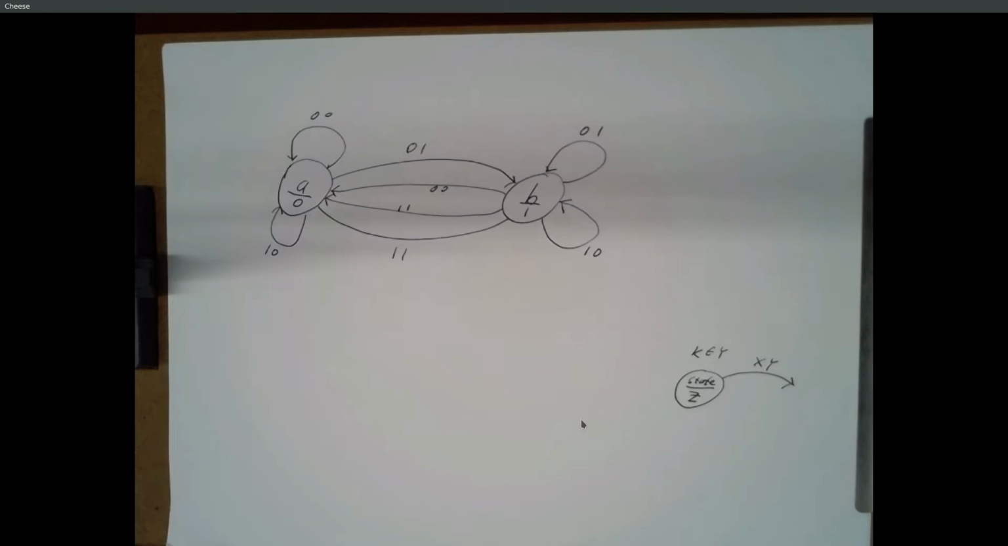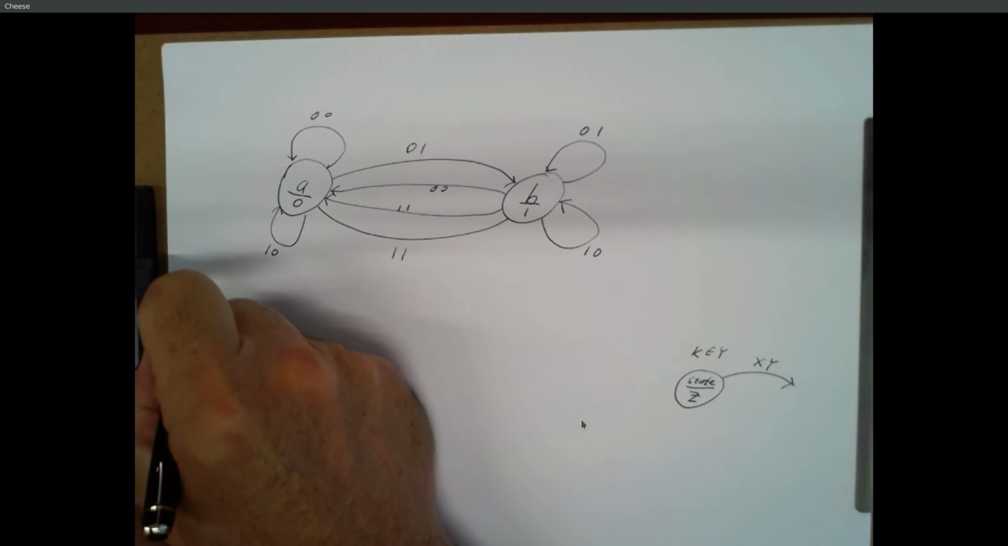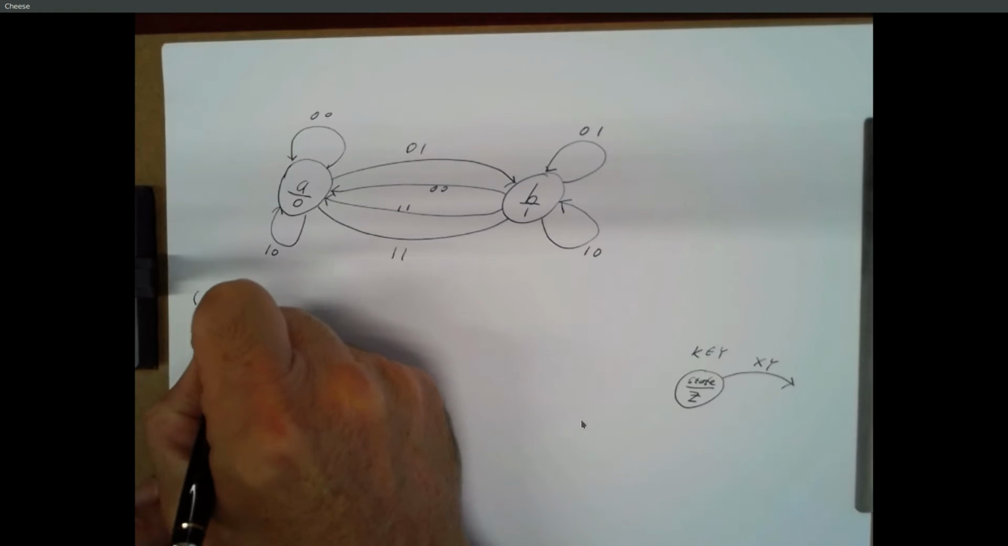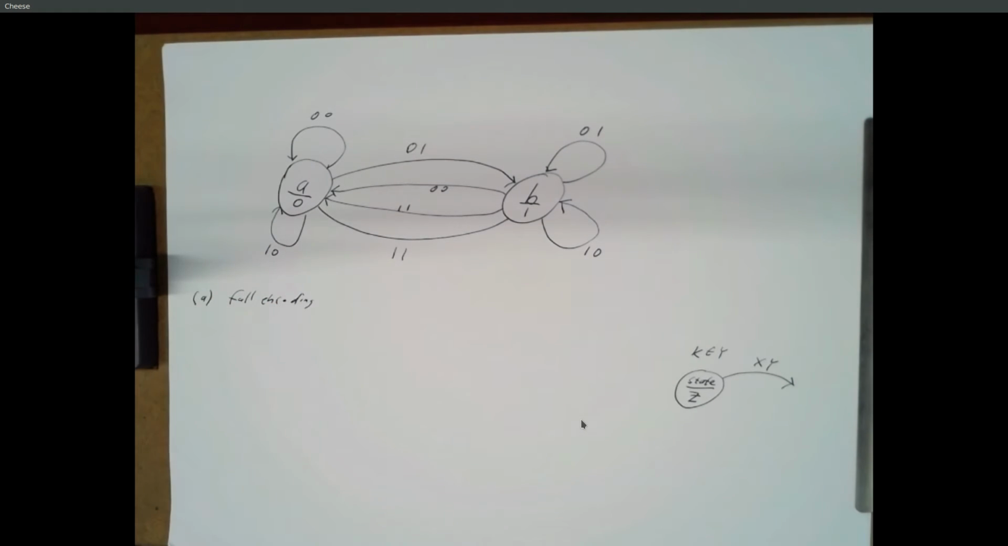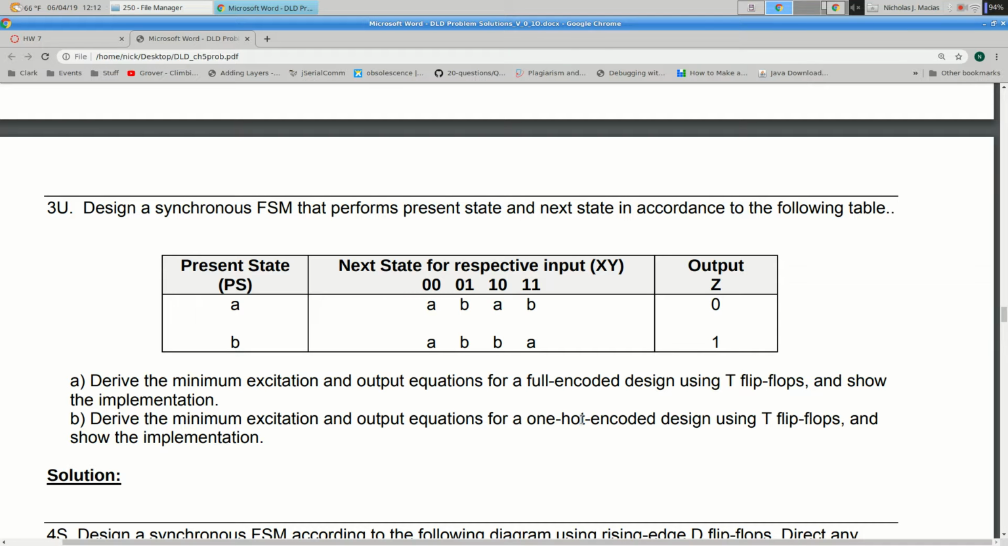And so there's two parts. There's full encoding and there's one hot encoding. So full encoding is what we've been doing so far. So let's make a table for that. Okay, the states are called A and B, but we don't want to write a truth table with A's and B's in them. We want to write a truth table with 1s and 0s and maybe dashes. So we need to have a table that maps from A, B to 1s and 0s.